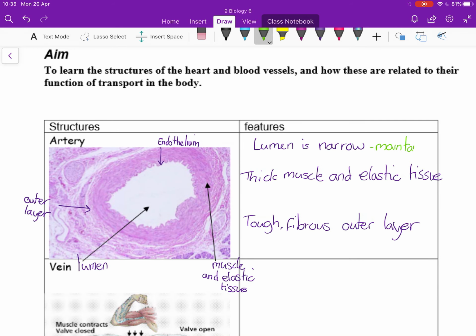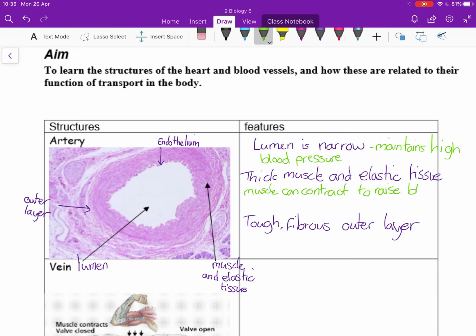Thinking about the functions then, the fact that the lumen, the inside space of an artery, is narrower than in a vein contributes towards maintaining a high blood pressure. Now, blood in the arteries is coming from the heart, it's going to a destination. It's usually, other than the pulmonary arteries, taking oxygen. It needs to get to its destination. And so being able to squeeze that blood through a narrow lumen does help to maintain a high blood pressure to get the blood where it needs to be.